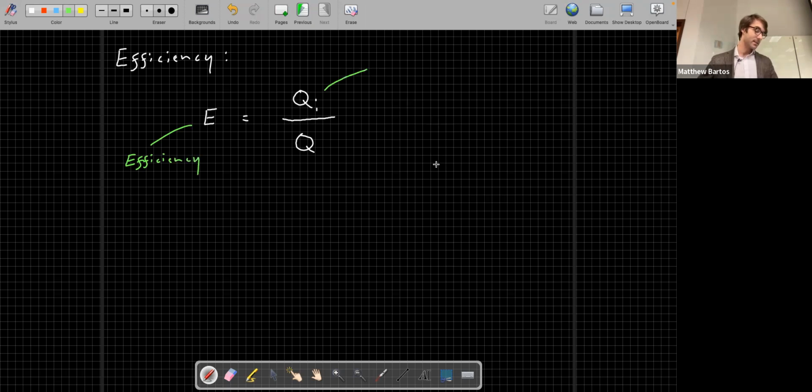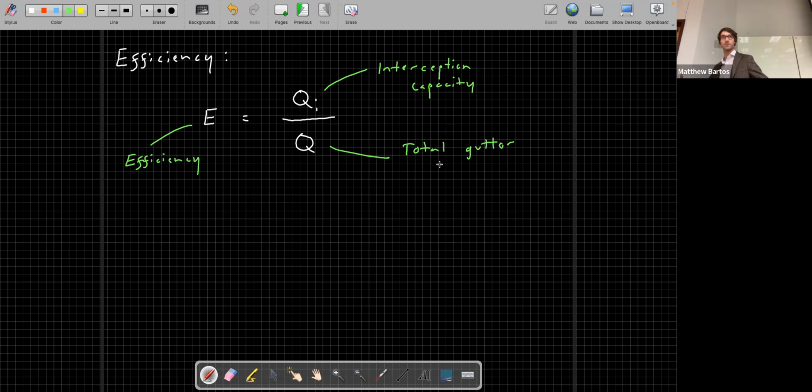QI is the interception capacity. This is essentially the portion of flow that is intercepted. And Q is the total gutter flow. This may be specified to meet some kind of design storm. And the efficiency is just the ratio of the amount of flow that can be intercepted to the total flow. We can also define what's called a bypass discharge.